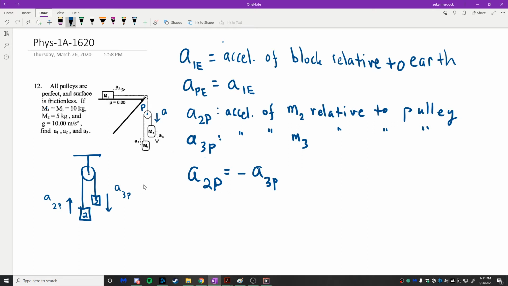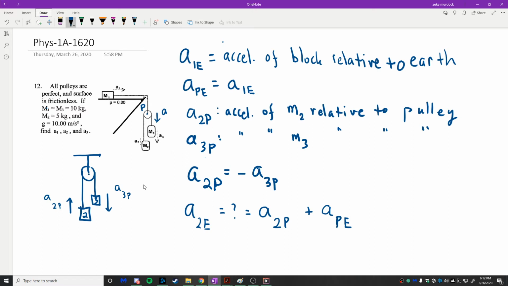Now, if I want to figure out what each of these A1, A2, and A3 are, what we're really going to need to solve this problem is the acceleration of block 2 relative to the Earth. In order to figure this out, we can use our relative acceleration equation, which is similar to the relative velocity equation. It tells us that the acceleration of block 2 relative to the Earth is the acceleration of block 2 relative to some third object, in this case the pulley, plus the acceleration of the pulley relative to the Earth.